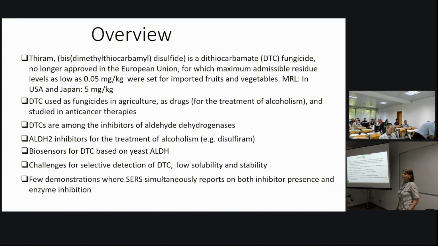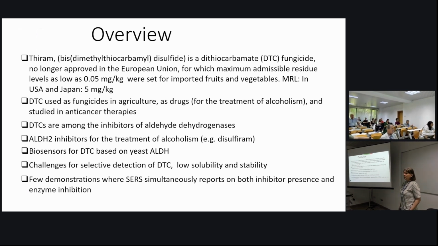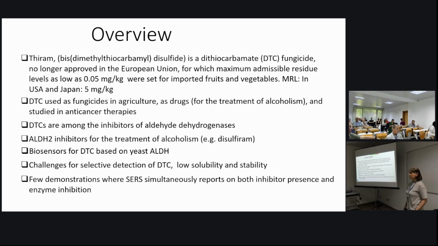Among the properties of dithiocarbamate fungicides is also the fact that they inhibit some enzymes called aldehyde dehydrogenases, and based on their inhibitory action on these enzymes, there were drugs that were already used, such as Antalcohol, which is based on the dithiocarbamate disulfiram and is used for the treatment of alcoholism. But also there were biosensors developed for the detection of dithiocarbamate fungicides based on the inhibition of the yeast aldehyde dehydrogenase.